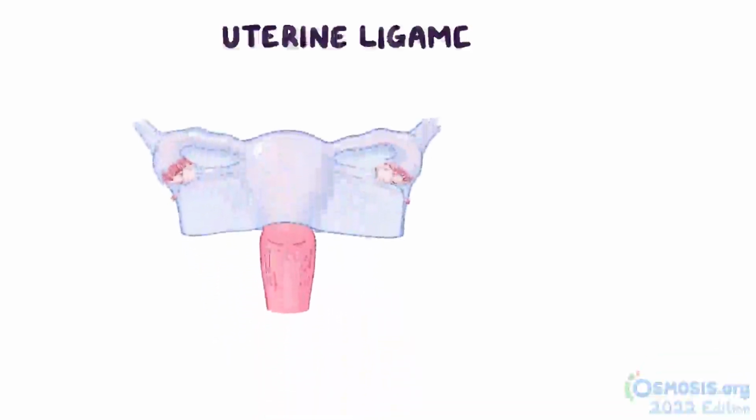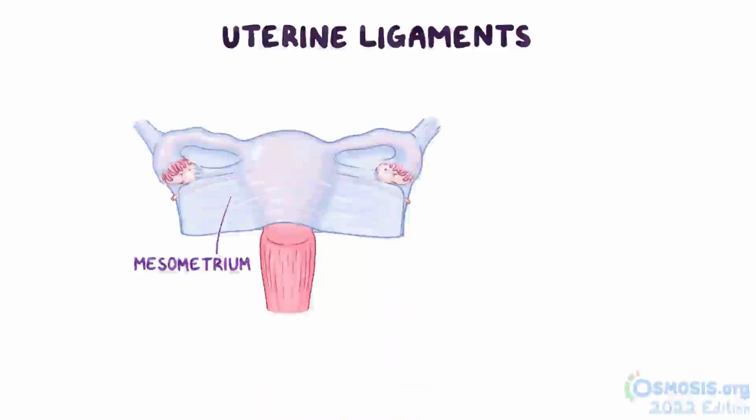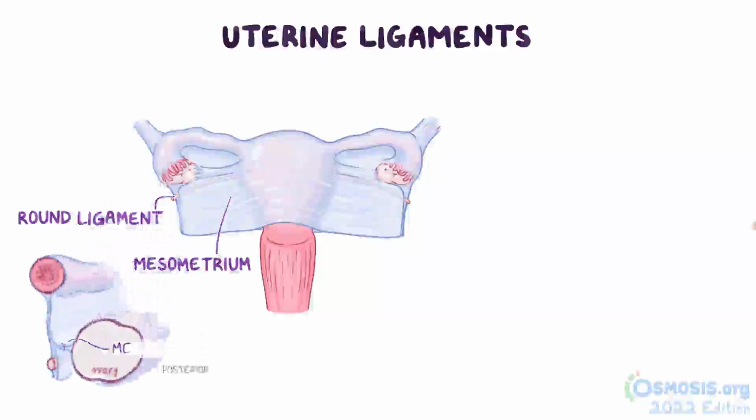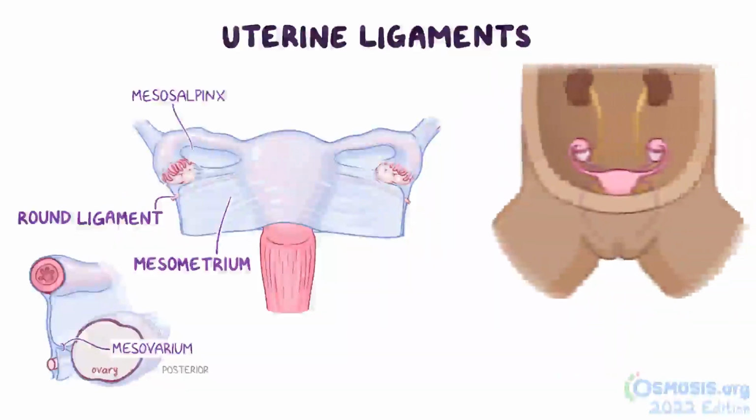Now, the uterus is anchored within the pelvis by various mechanisms, including uterine ligaments, which attach to the superior and lateral surfaces of the uterus. The ligaments that attach to the superior surface include the mesometrium and the round ligaments. The mesometrium is the largest part of the broad ligament that lies below the mesovarium and mesosalpinx.